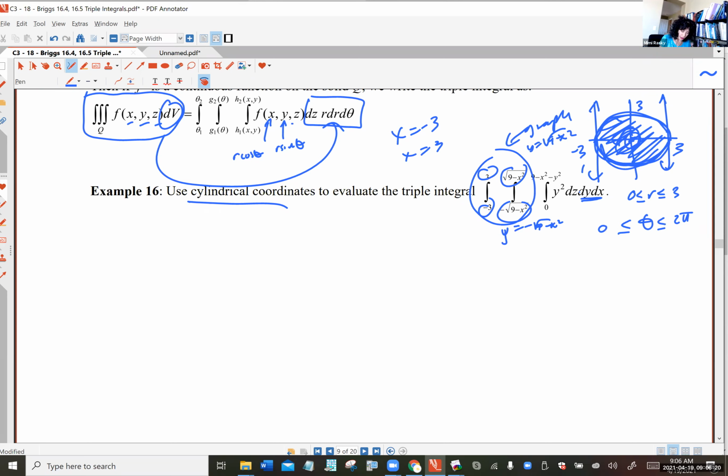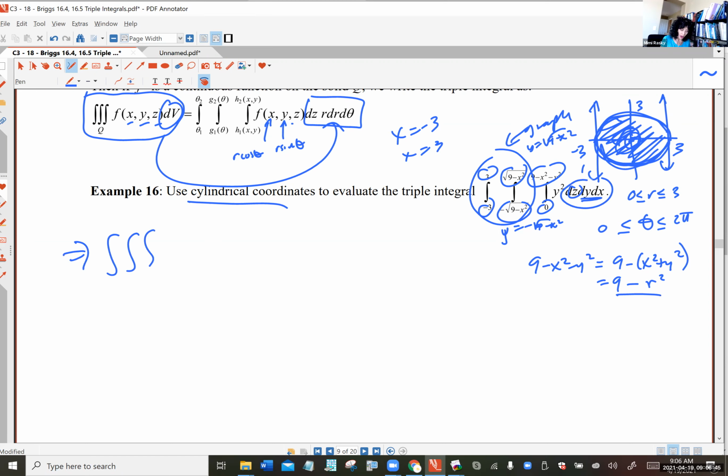Then what about the Z? Well, the limits on Z are 0 to 9 minus X squared minus Y squared. But if you look at the 9 minus X squared minus Y squared and you factor out a negative from the X squared and Y squared terms, you can easily convert that to cylindrical, 9 minus r squared.